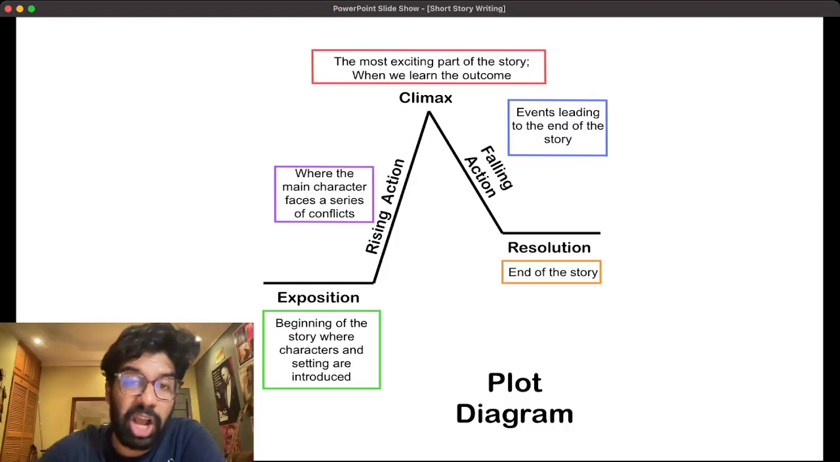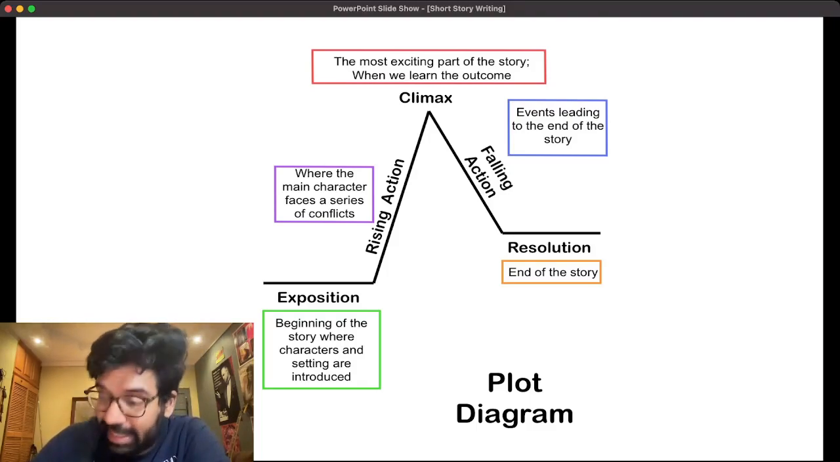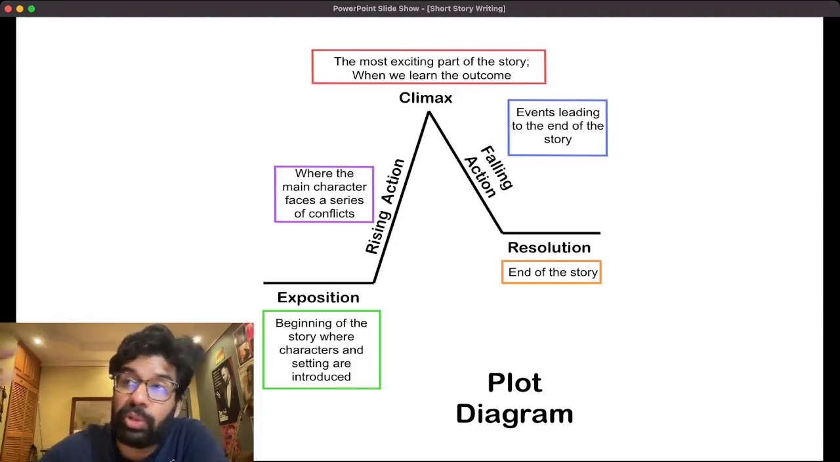Now, here is the diagram of the plot, which is the events in the story. You have an exposition, also known as the introduction. That is the beginning of the story, where characters and setting are introduced. This is where the story is taking place. You tell people, it's Monday morning. I woke up at home. I got ready for school. I got in a taxi and I arrived at school. So we know that the essay is about you and your day at school.